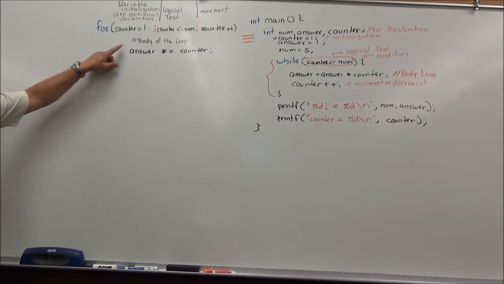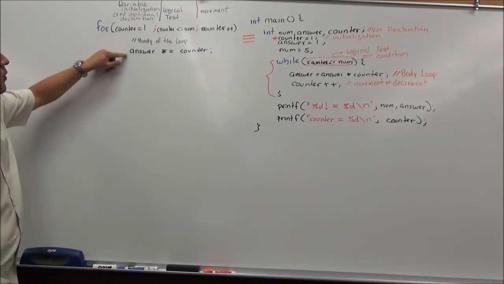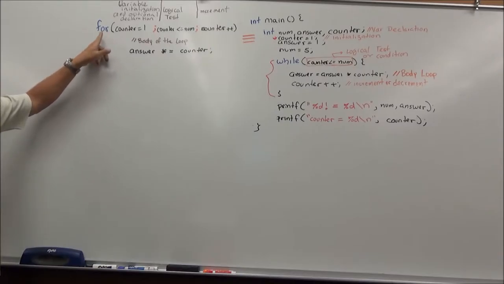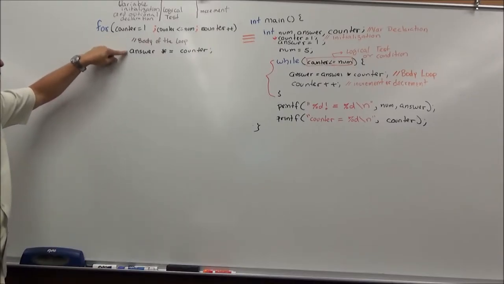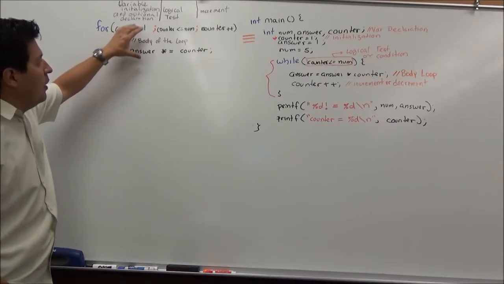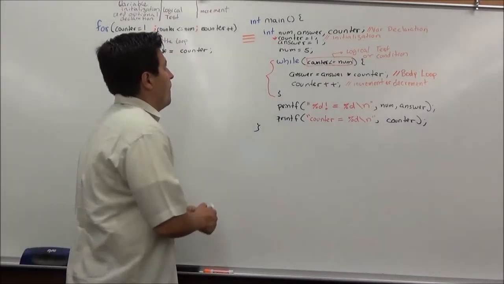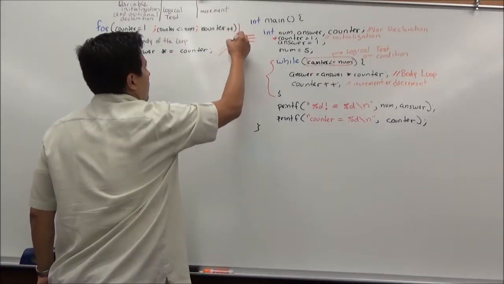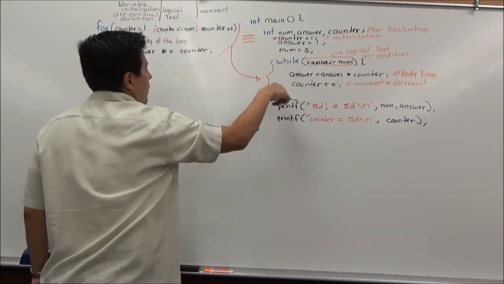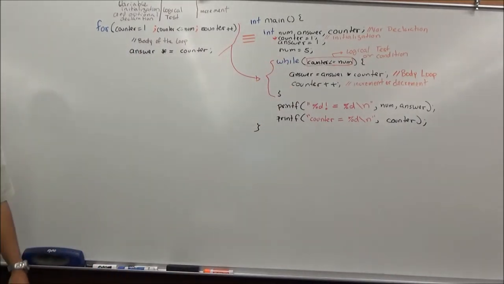This for loop, because there's only one line after, and I don't have curly brackets, this is the only one that executes. And this goes in here instead of that while loop. That's what I was trying to do. Now, any other questions? Yes.